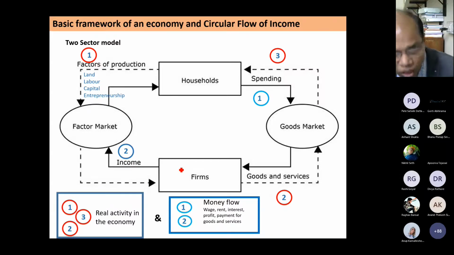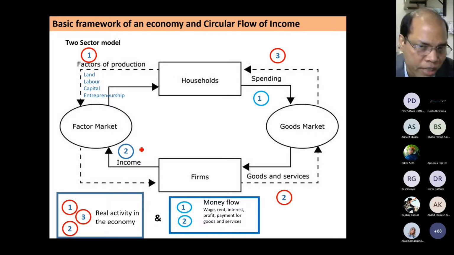They have incurred a cost of, let's say, land cost of 100 crore rupees, labor cost of 200 crore rupees, capital cost of 300 crore rupees, and profit of 400 crore rupees. So the total comes to 1000 crore rupees. And this 1000 crore rupees has gone to the households in the form of rent, wage, interest, and profit.